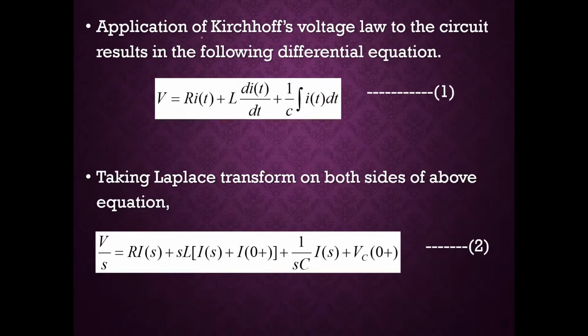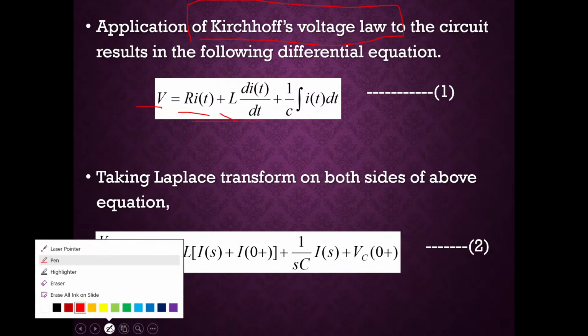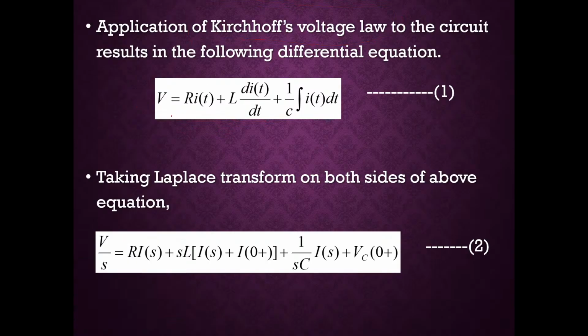Now apply KVL, Kirchhoff's voltage law, to this circuit. You will get this equation: V is equal to R into I of t plus L into d by dt of I of t plus 1 by C integral of I of t dt. So the voltage across the resistor plus the voltage across the inductor plus the voltage across the capacitor, its algebraic sum, is equal to the supply voltage, the source voltage.